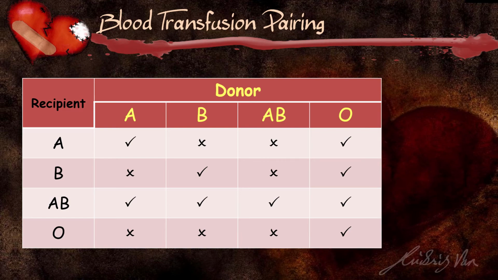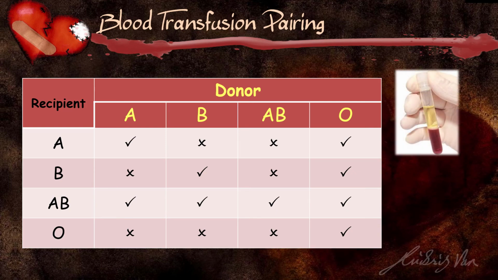Now, some of you might have a question on your mind, and that is, if someone with blood type O were to donate their blood to, for example, A, B, and AB, wouldn't the antibody in blood type O cause agglutination in the recipient? That's a very good question.